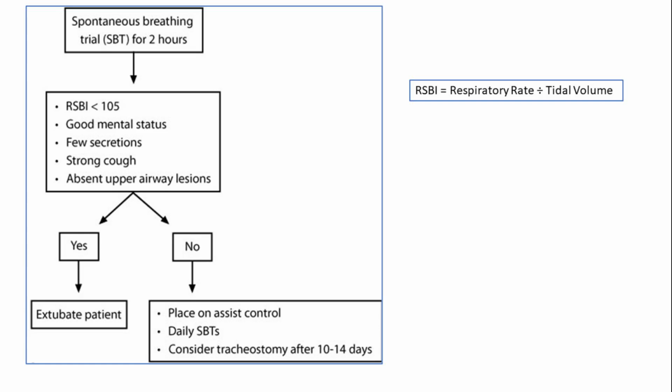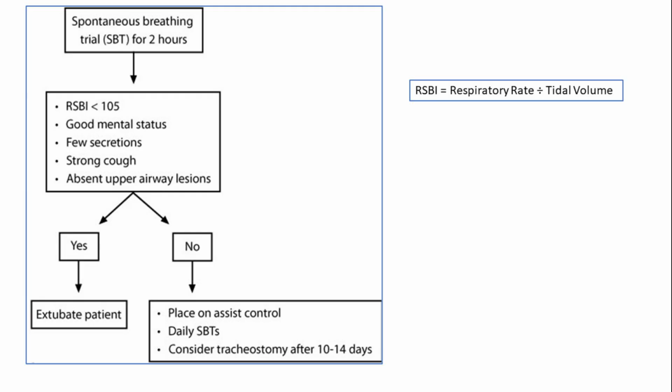Spontaneous breathing trial, SBT. Assessment for extubation begins with a spontaneous breathing trial for 2 hours. We assess the following criteria, including RSBI, which is respiratory rate divided by tidal volume and should be less than 105, along with good mental status, few secretions, strong cough, and no upper airway lesions. If all criteria are met, the patient is ready to be extubated.